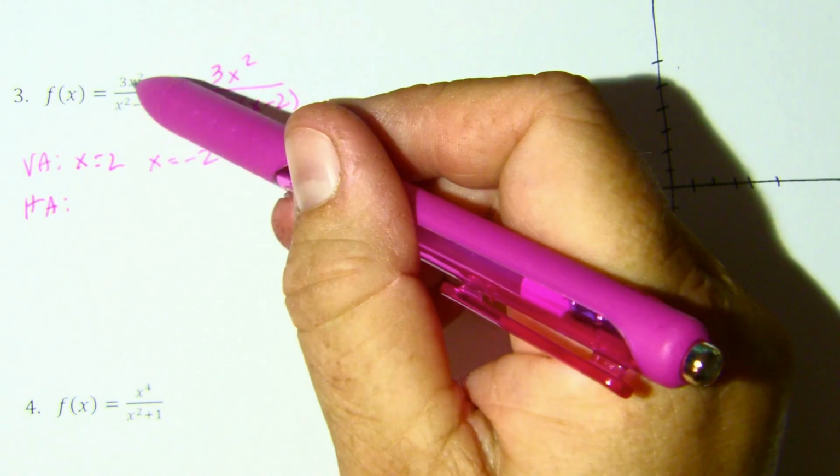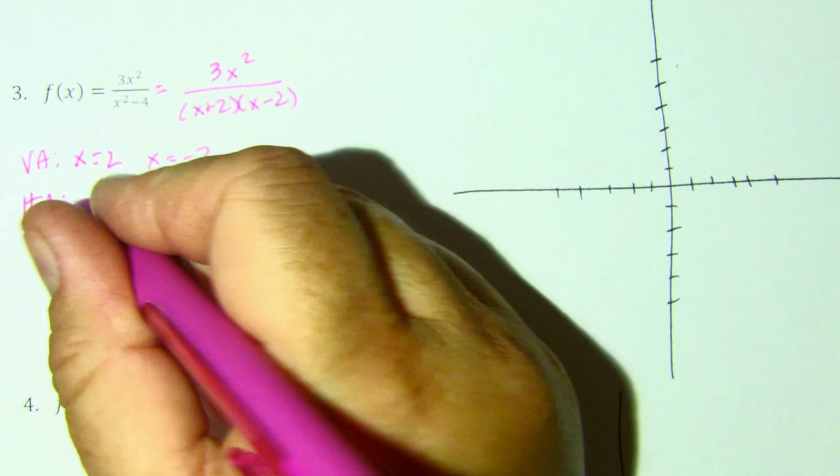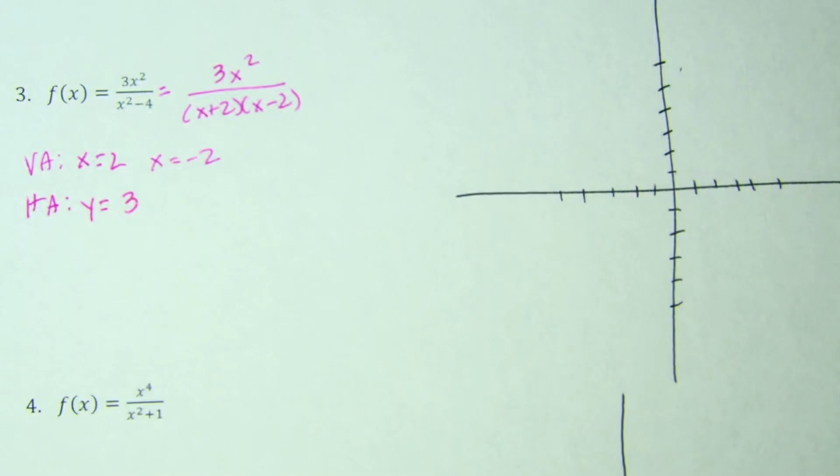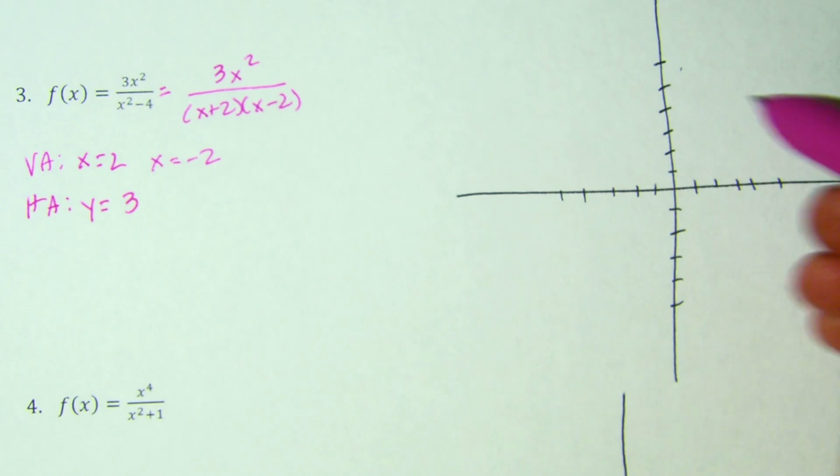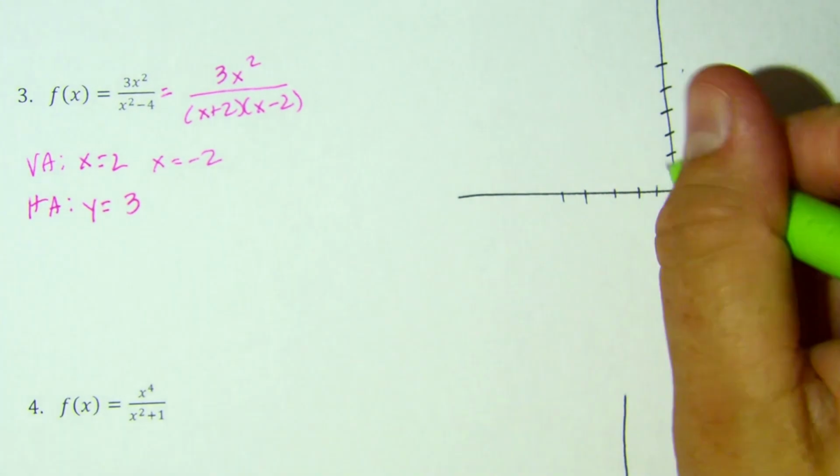We have the degree on the top and bottom is the same, so those leading coefficients there, y equals 3/1, which is 3, is our horizontal asymptote. So let's go ahead and plot those. Horizontal asymptote at 3.